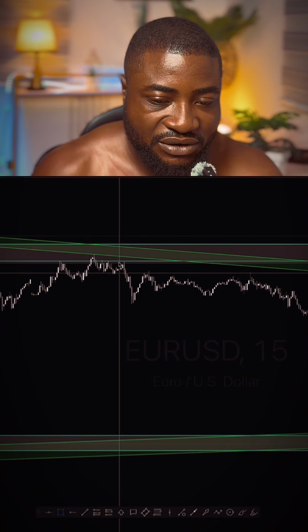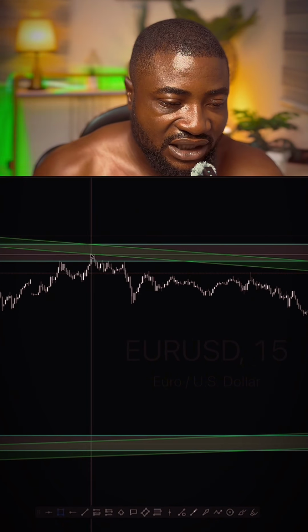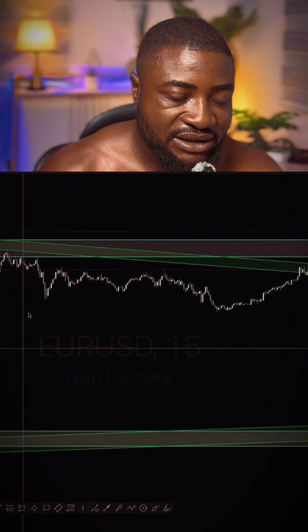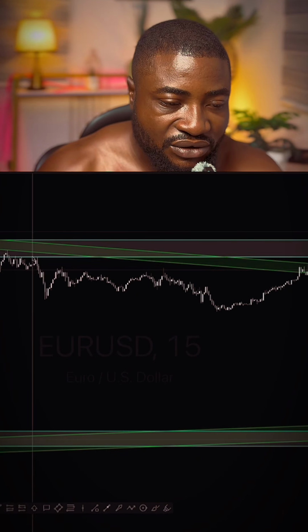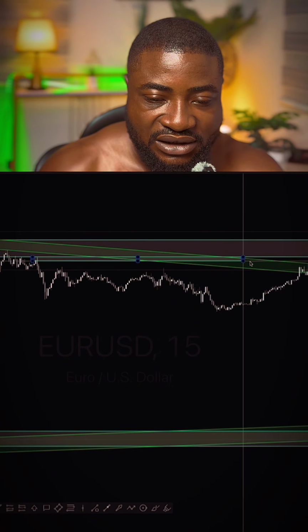Which I believe is what the market came to do. Okay, we have a selling area at this zone. That same zone the market tested. We can see currently the market is testing this zone. There's an order block here. The market is currently testing it.